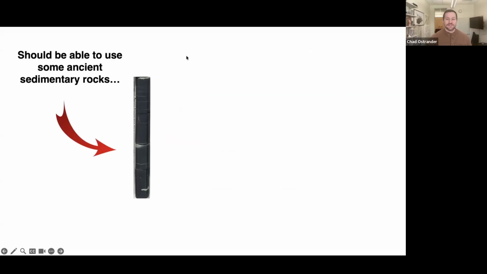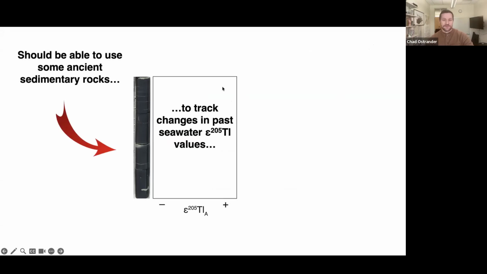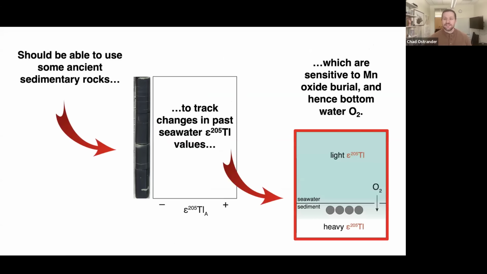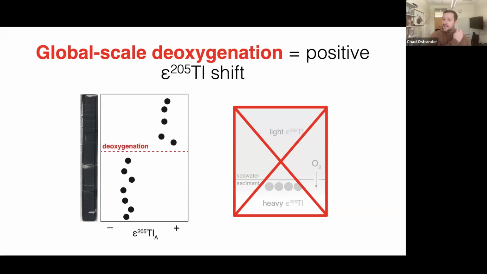So the basic premise of the thallium isotope paleoredox proxy has now been conveyed. We should be able to use some ancient marine sedimentary rocks formed under the right conditions for capturing seawater values to track changes in those past seawater values and tell us things about manganese oxide burial changes at a global scale. You can make a couple of simple predictions: if Earth's oceans at any given time underwent extensive ocean deoxygenation events, you would expect to see a positive shift in the seawater thallium isotope composition, which is, again, what we're hoping to track.